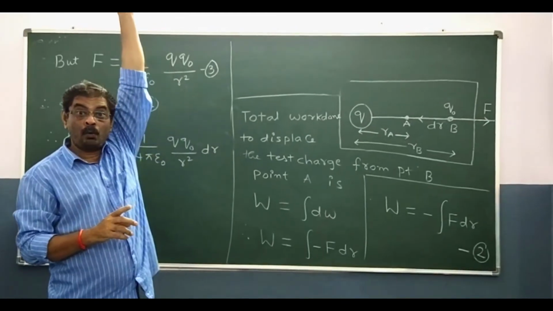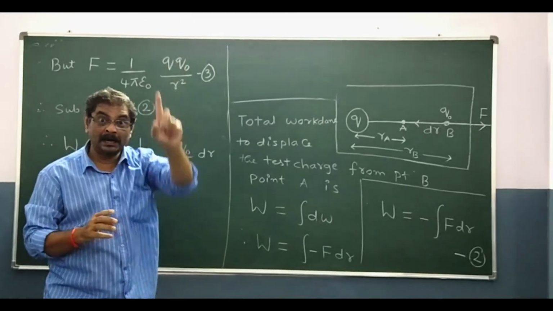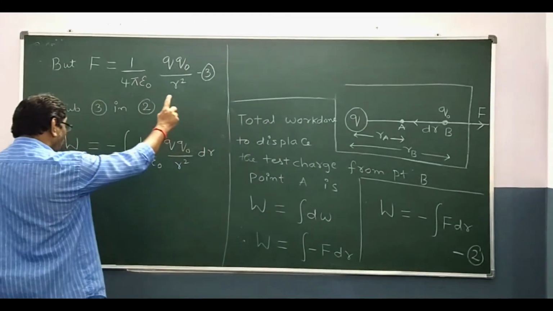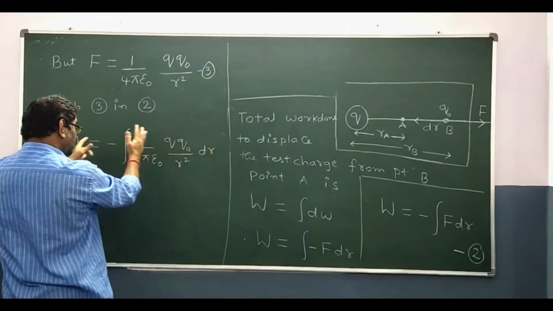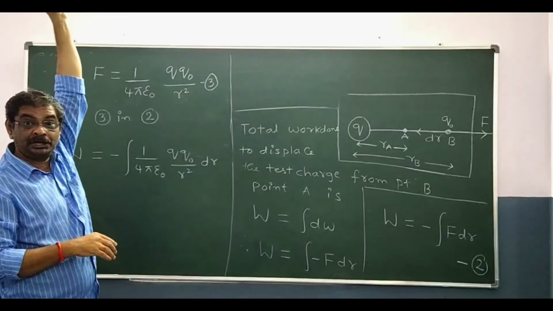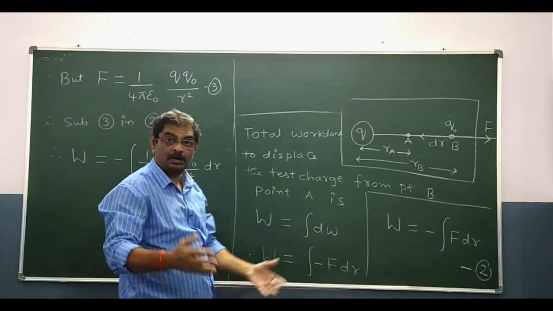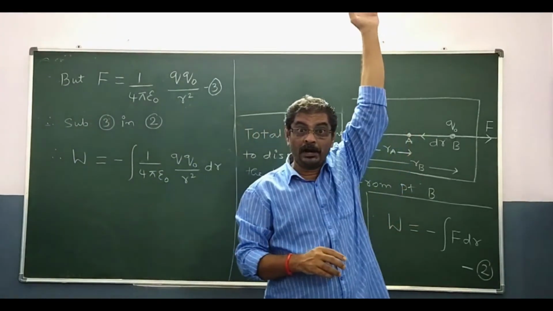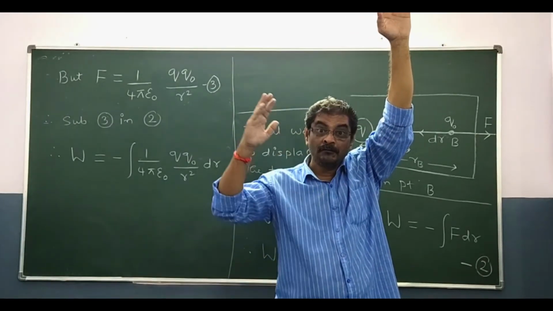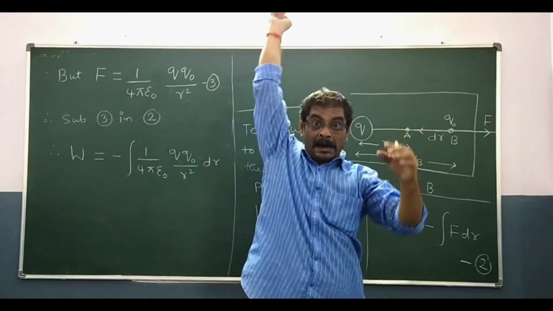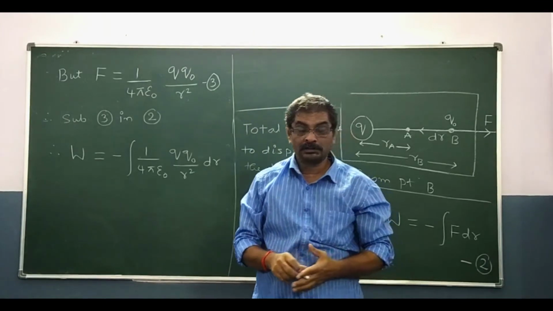Whatever the constants are, you take them outside and keep the variable inside the integral. You already know that by doing the integration, the constants are taken out and the integral is always done for the variable.